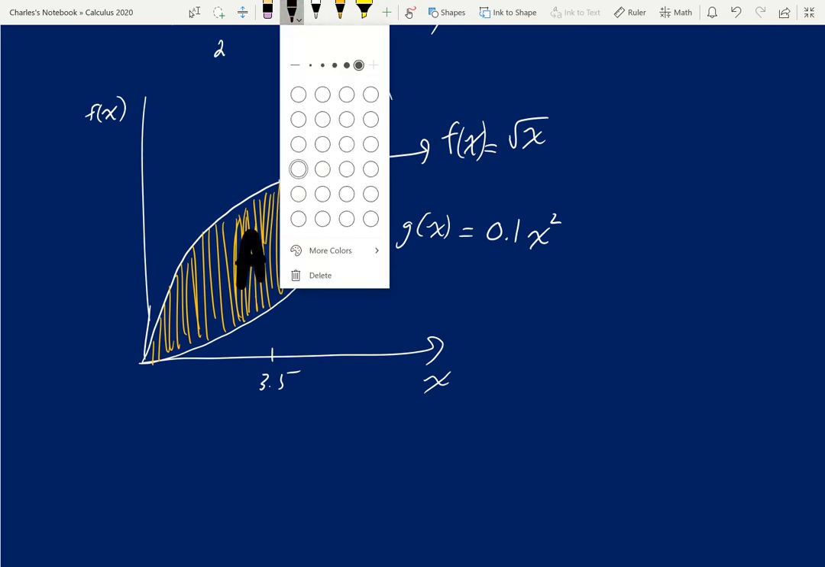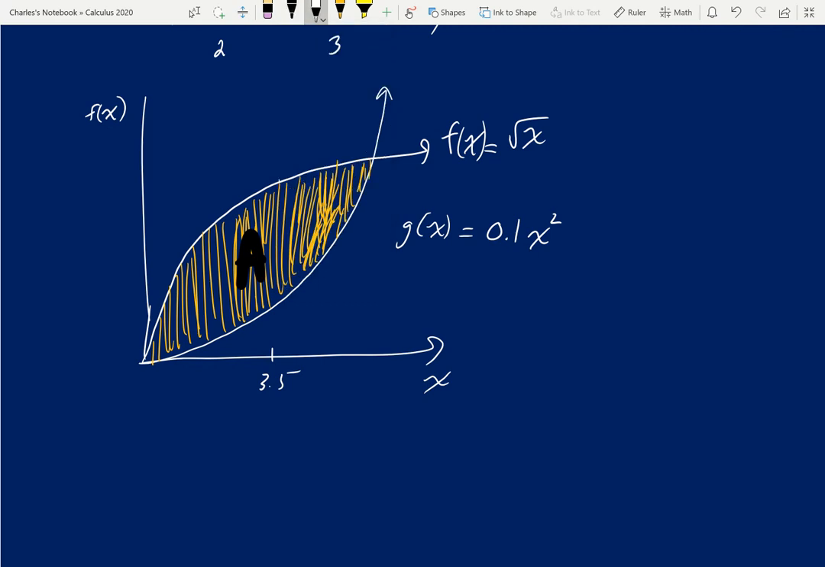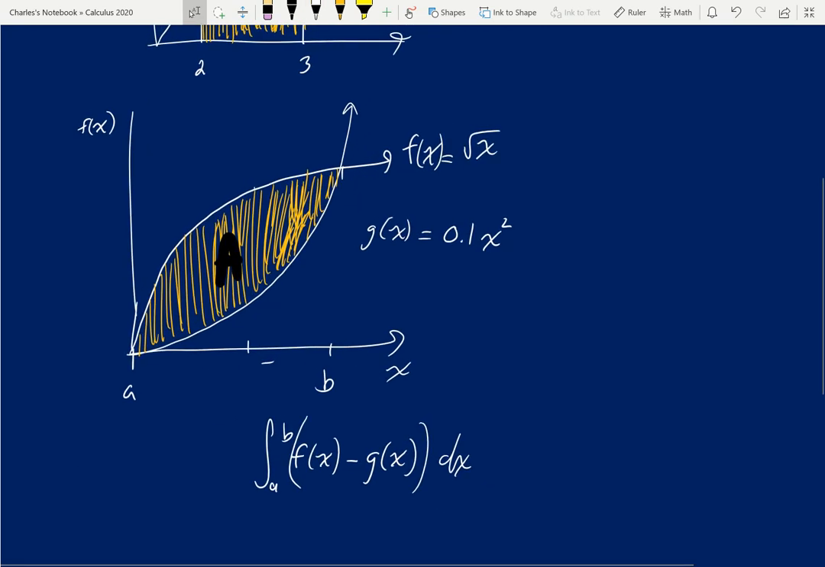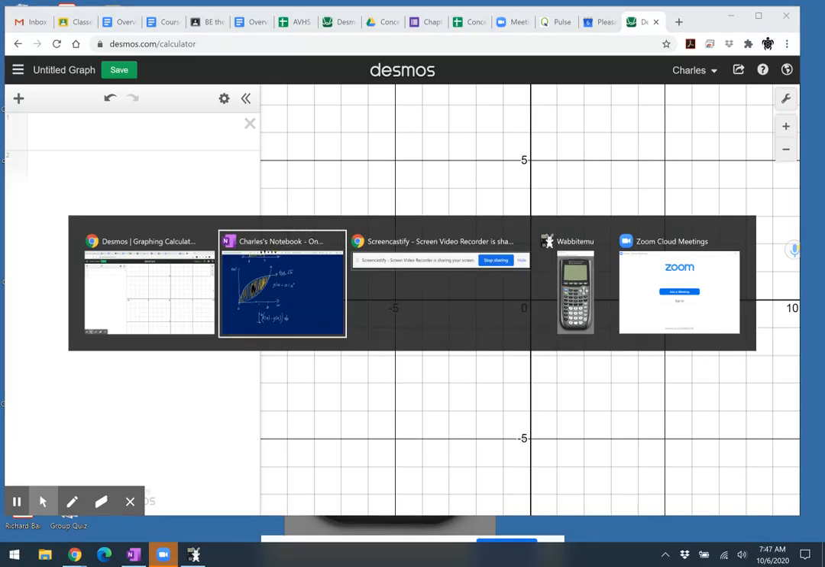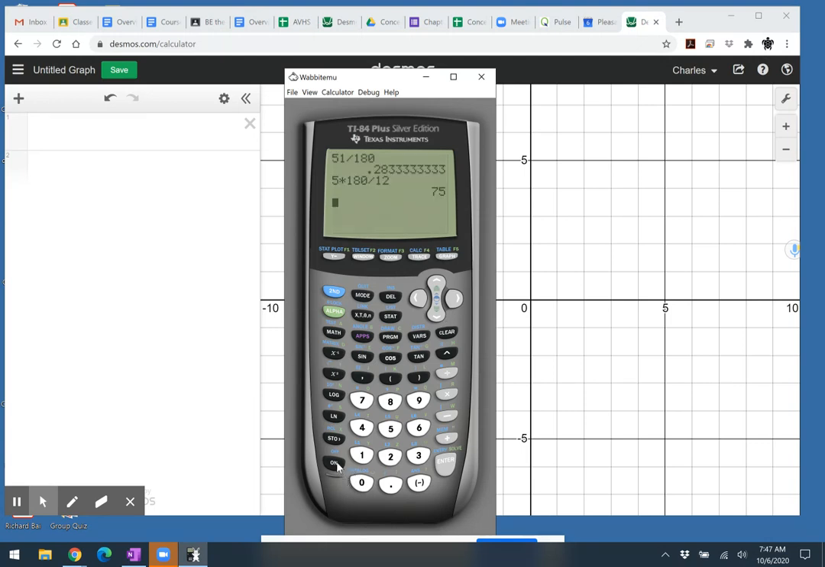Okay, so what hopefully you can see is this area that I want right here, that I'll call A. Let's call this A, and let's call this B right here. I could write this as the integral from A to B of f(x) minus g(x) dx. Only thing is, this looks like it's 0, and I can look at the functions and recognize that that's going to be 0. This part, I don't know what that is. So I could go and find that out on Desmos, or I'm going to start using the calculator for this one.